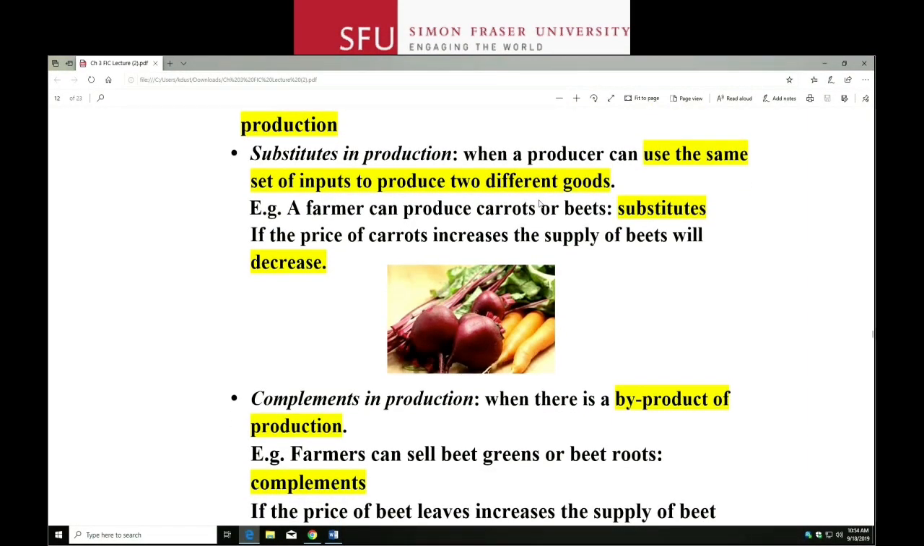And then the supply of one will be related to the supply of the other because they're grown at the same time. If one of these two things becomes more profitable, they're going to have to supply more of both, because the only way of getting more of one is to also produce more of the other one. So here, if the price of the beet leaves increases and now they want more leaves, then of course they will end up supplying more roots as well.